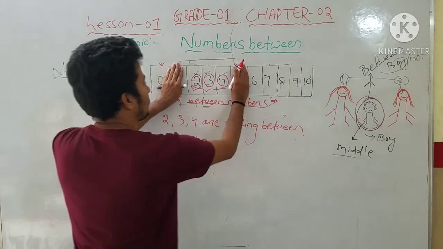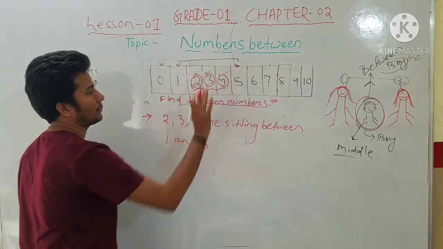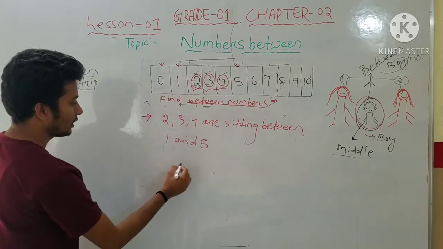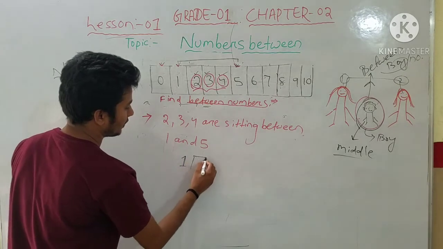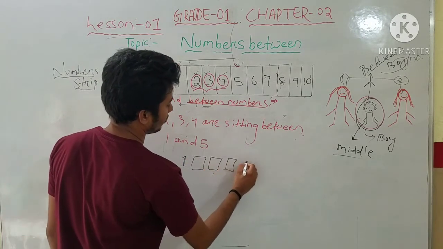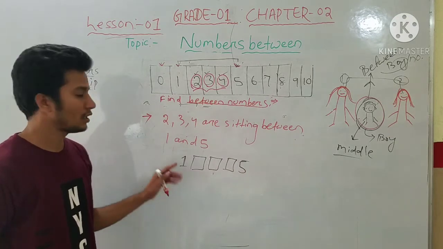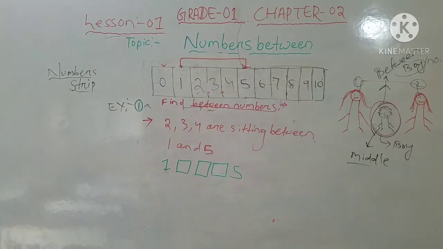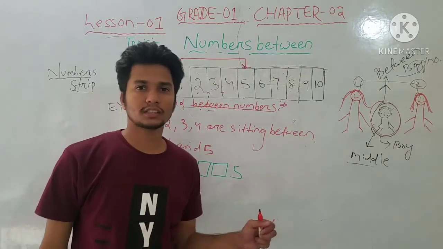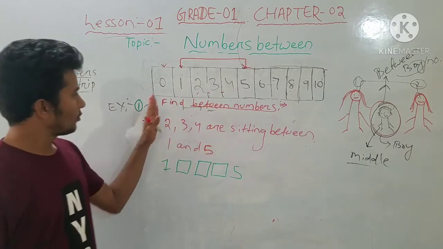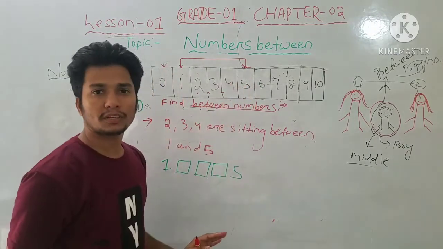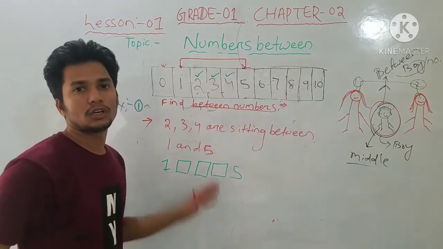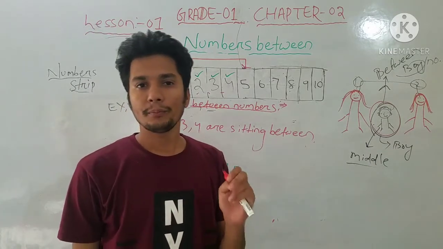So between 1 and 5, which numbers are there? 2, 3, 4. How will you identify? Another example, same question. How will you ask it here? See, it is 1, here 3 boxes, and I will say 5, and fill in the blanks. Which numbers will sit in between 1 and 5? So like this we can say, in between 1 and 5, which numbers are sitting? That is 2, 3 and 4. And 2, 3, 4 are the between numbers.